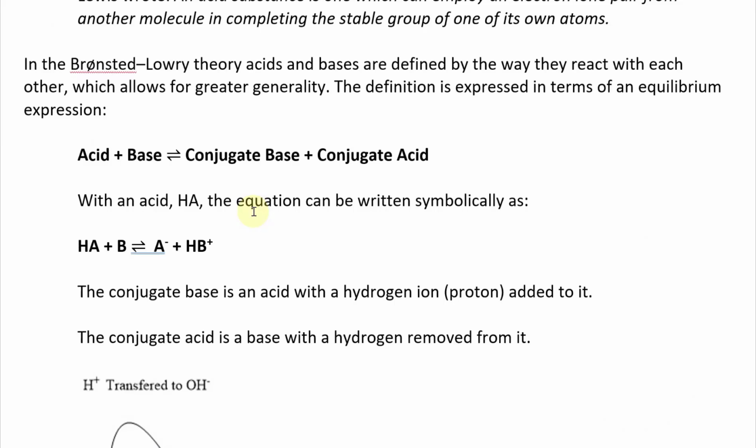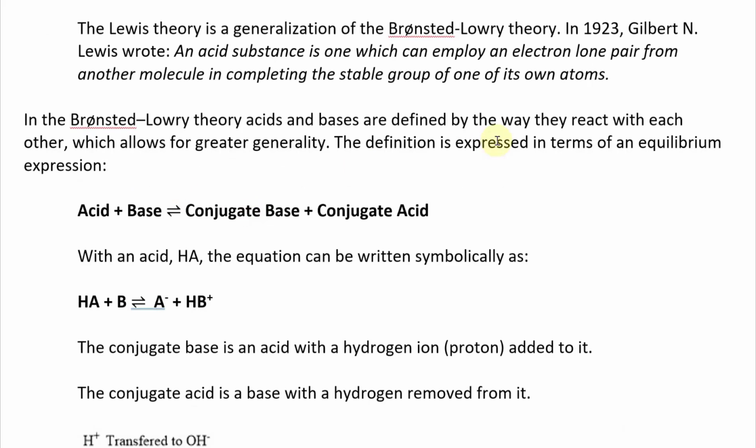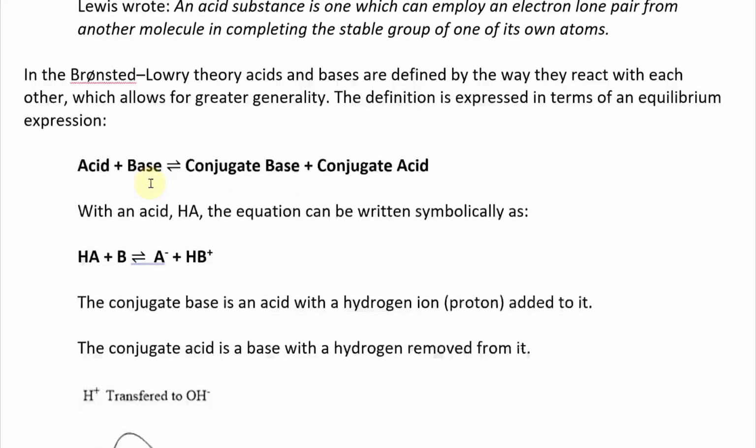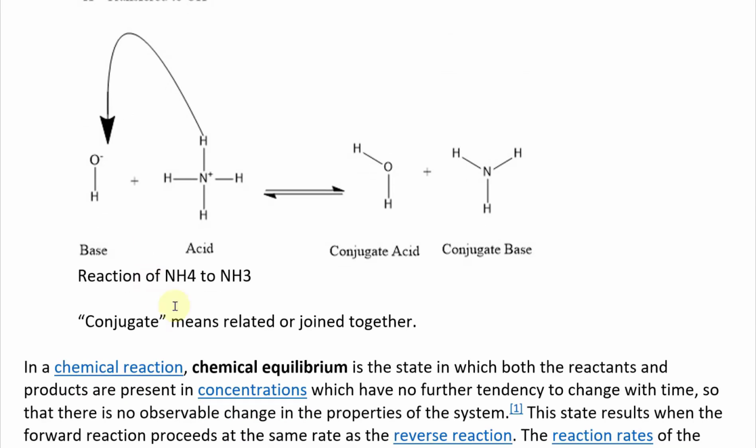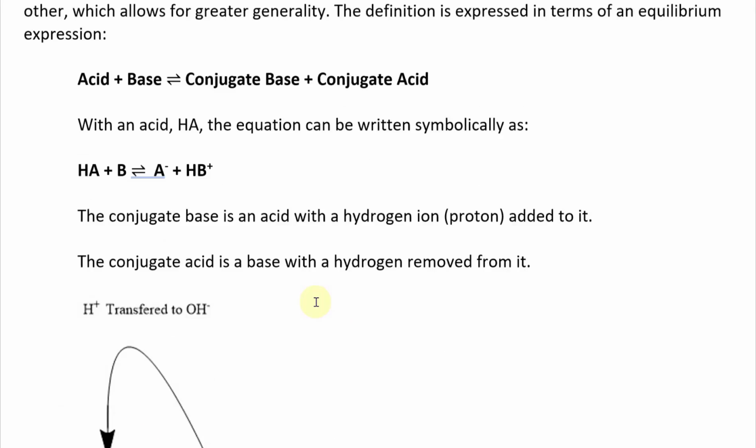So yes, going back further here. So basically the Bronsted-Lowry theory is defined by the way acids and bases react with each other. The definition is expressed in terms of an equilibrium expression, acid plus base. And you have this line right here, which indicates a reaction going either way. And then you have conjugate base plus conjugate acid. And the word conjugate means related or joined together.